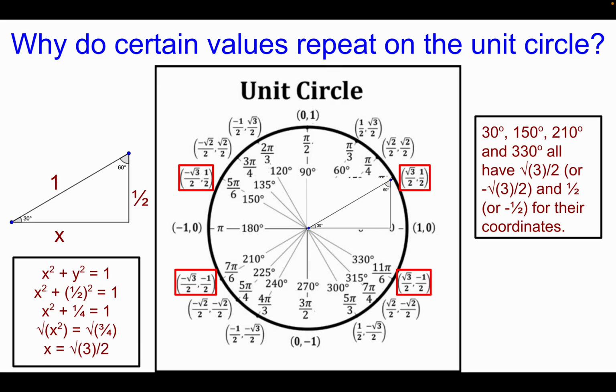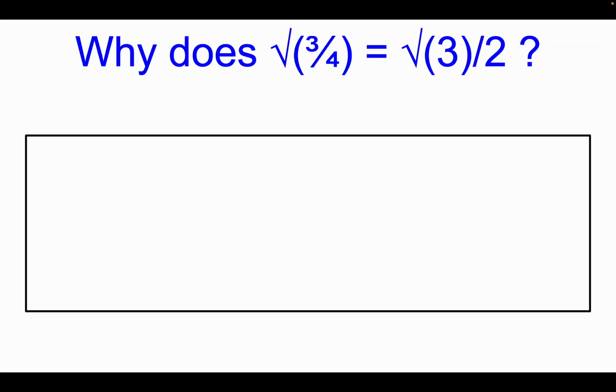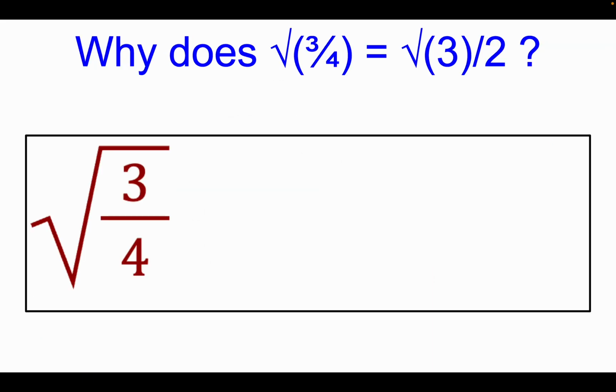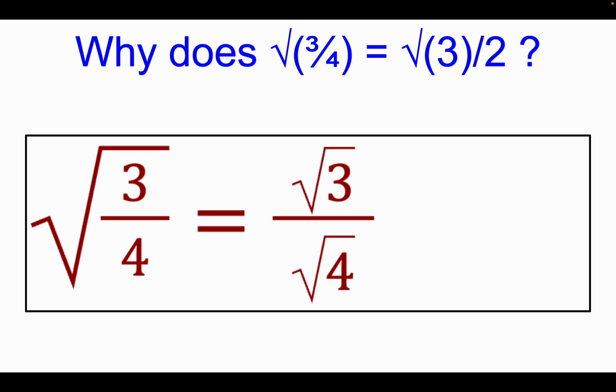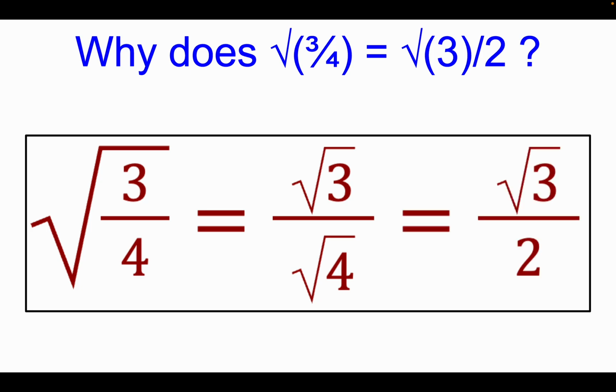Okay, again, you might be asking, well, where the heck did that come from? Why does the square root of 3/4 equal the square root of 3 over 2? This one's a little bit easier to see, but I will show where it comes from. So square root of 3 over 4 is equal to the square root of 3 divided by the square root of 4. And the square root of 4 is simply just 2. So this becomes the square root of 3 over 2.